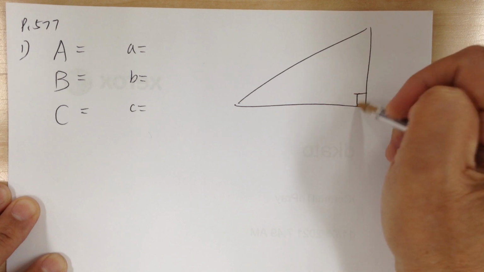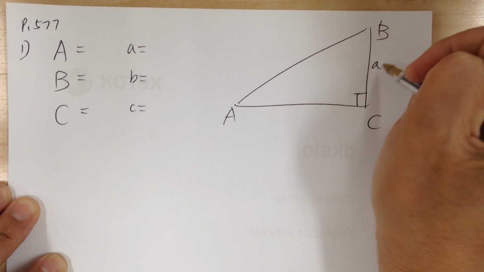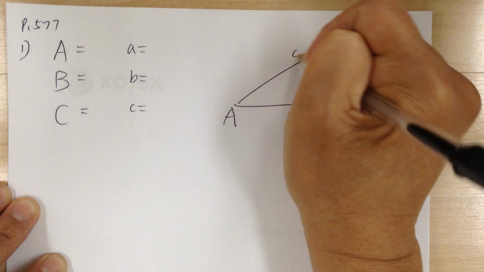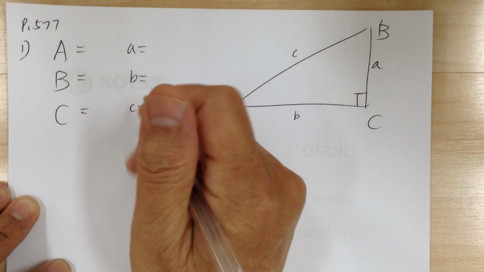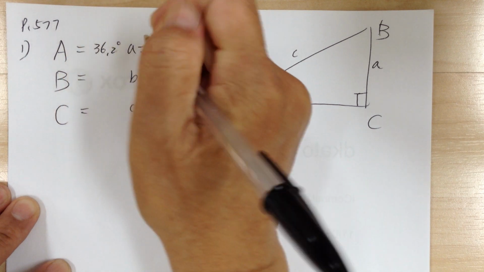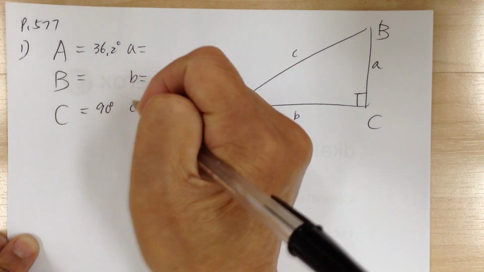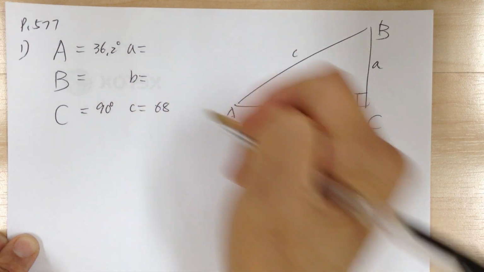And so your triangle, so you can visualize. So it's your A, B, C. Small a facing big A, small b facing the big B, small c facing the big C. Okay, then let's get all the information in. So you got 36.2 for angle A, and obviously angle C is 90 degrees, so you can put that in there. And the small c equal to 68.